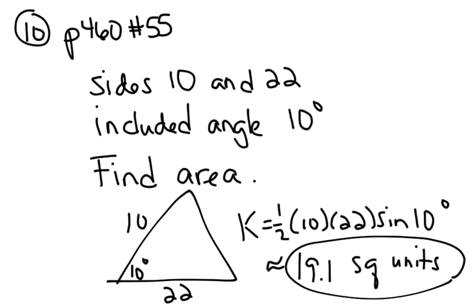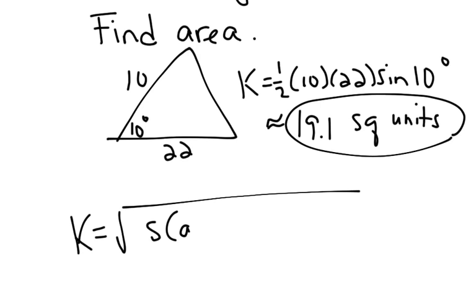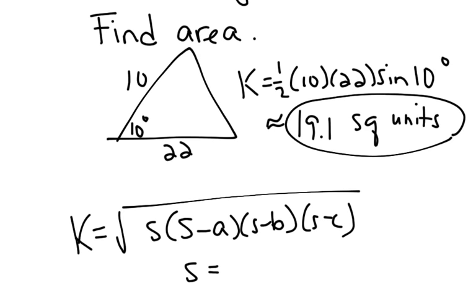We actually had another way of finding the area of a triangle if I know all three sides. It was called Heron's formula. And just to review it real fast, Heron's formula was K equals the square root of S, S minus A, S minus B, S minus C, where S is 1/2 of the perimeter. And that's a better way of finding the area of a triangle if all you know are the three sides and you don't know any of the angles.